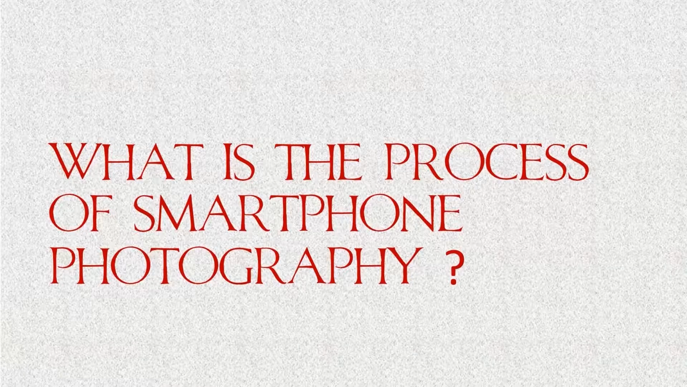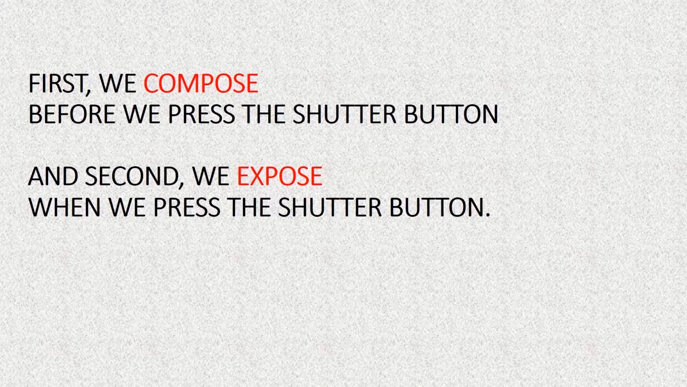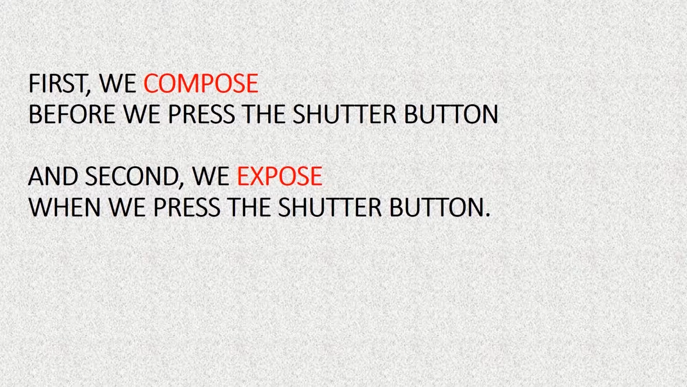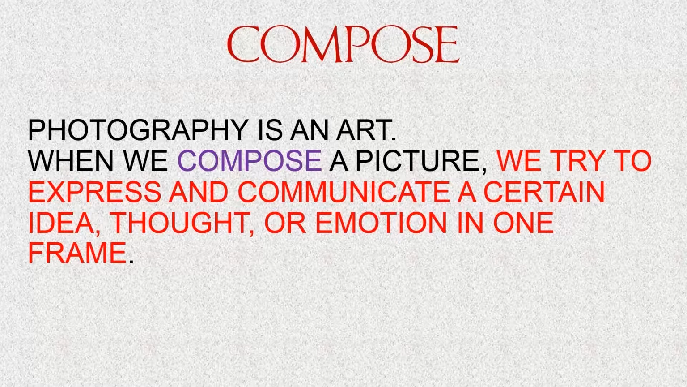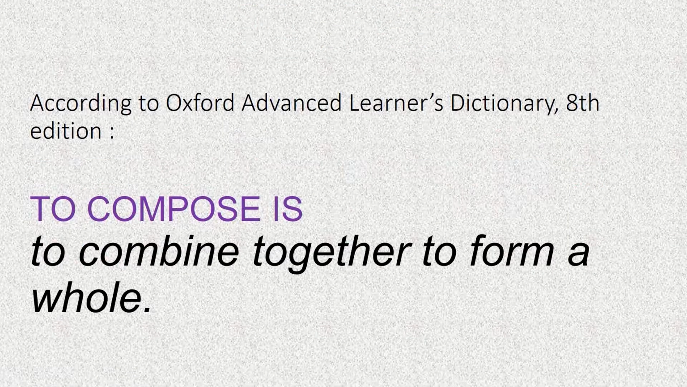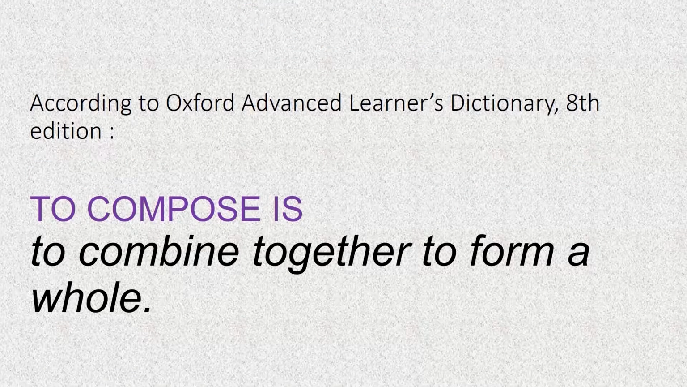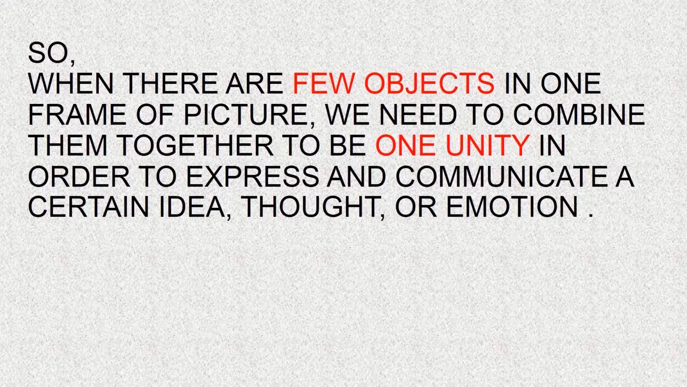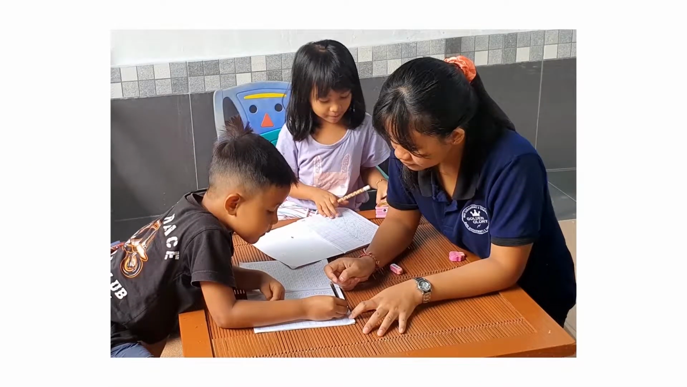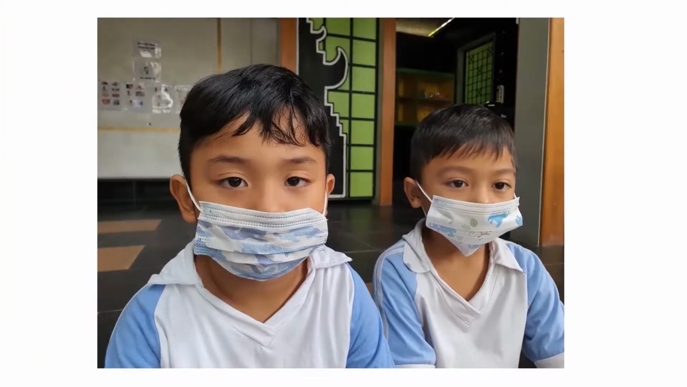What is the process of smartphone photography? ULIT in its digital photography guideline mentioned that when we take a picture, 2 things happen. First, we compose before we press the shutter button, and second, we expose when we press the shutter button. Photography is an art. When we compose a picture, we try to express and communicate a certain idea, thought, or emotion in one frame. To compose is to combine together to form a whole. So, when there are a few objects in one frame of a picture, we need to combine them together into one unity in order to express and communicate a certain idea, thought, or emotion.